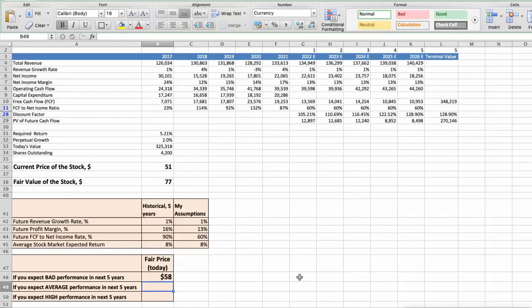Third scenario. Verizon will have high performance in next 5 years, and we will use the following parameters in our calculation. Future revenue growth rate would be high, 2%. Future profit margin would be high, 15%. Future free cash flow to net income rate would be high, 70%. In this case, the fair value of the stock today would be $107.